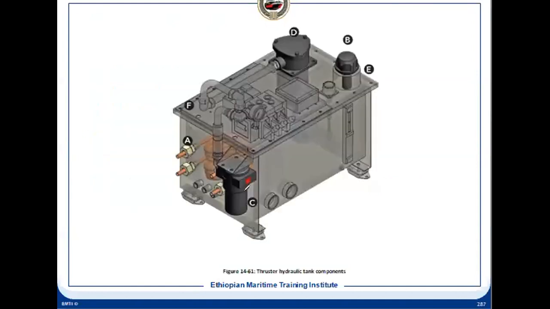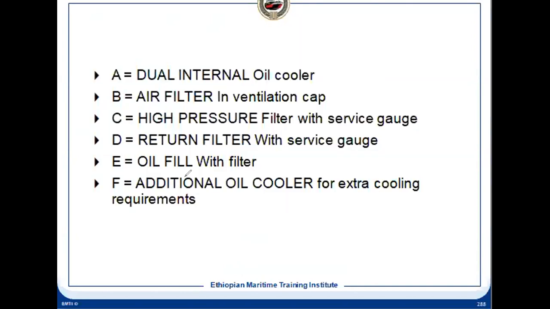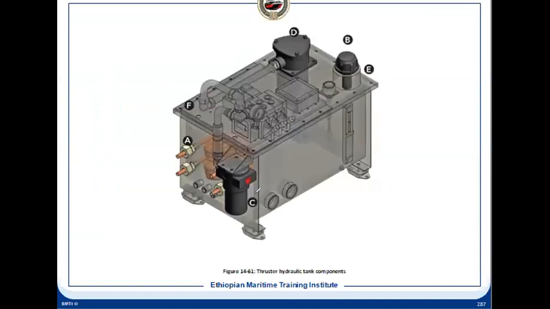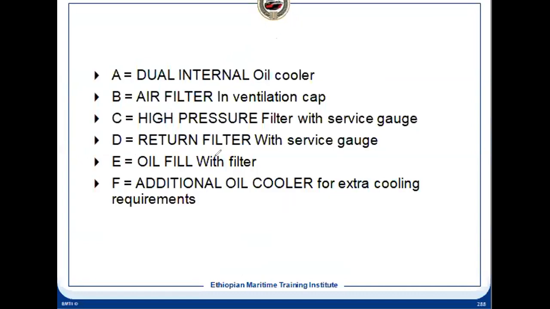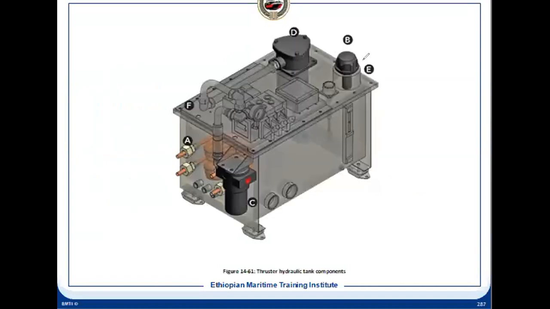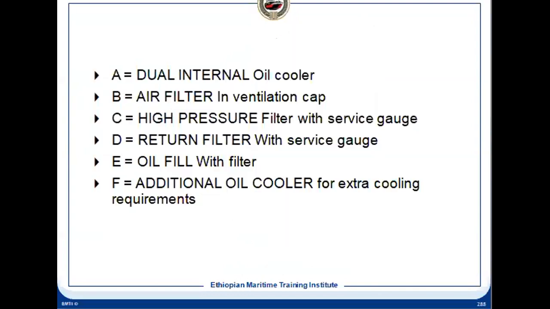C is the high pressure line that is going to the system, and that is the high pressure filter, with the differential pressure gauge. And the return line filter is D. This is the return line filter, and this is the high pressure line going to the system. And then E is the filter with the felt. You have the E because no dirt should enter, that is the felt filter, the air filter.